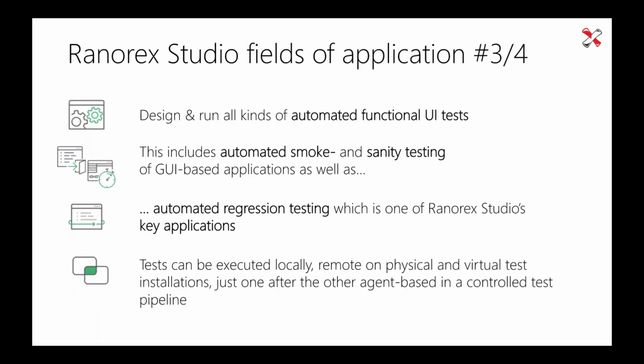Of course, Ranorex Studio can be used to design and run all kinds of automated functional UI tests. This includes automated smoke or sanity testing of graphical user interface-based applications, as well as, of course, automated regression testing, which is really one of Ranorex Studio's key applications. And you need to know that tests can be executed locally on your test machine or remote on physical or virtual test installations, just one after the other or agent-based in a very controlled test pipeline.